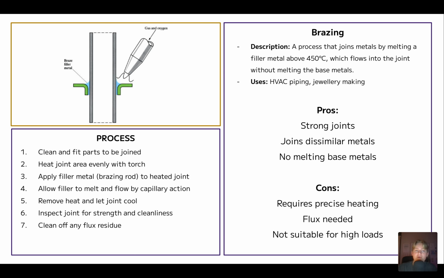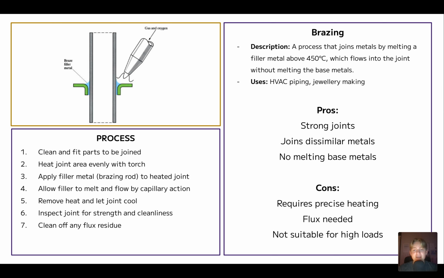Brazing is a similar process to soldering, which joins metals by melting a filler above 450 degrees C, which flows into the joint without melting the base metal. So we're only melting the filler metal. We're not melting the base metal, which is a common misconception with brazing. We're only melting that filler metal, and that's what's creating the joint.